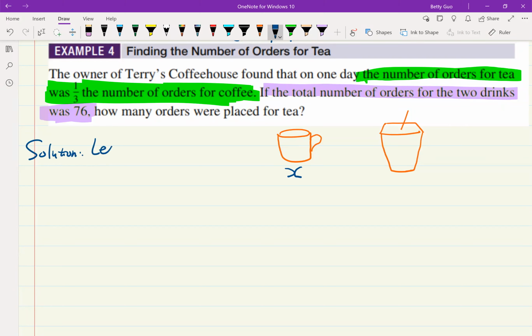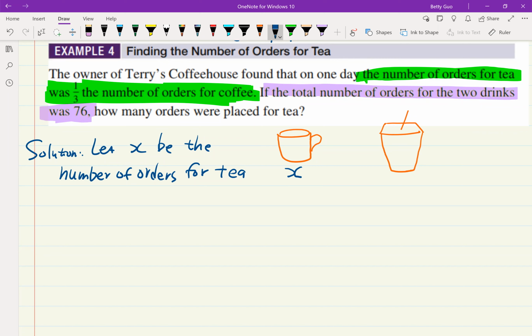So I can write this way. Solution: let x be the number of orders for tea, as I labeled here. x is the label. x is the number of orders for tea on that day. We have another drink, right? Of course, this matters in this problem. Let's figure out how we use x to represent the number of orders for coffee.